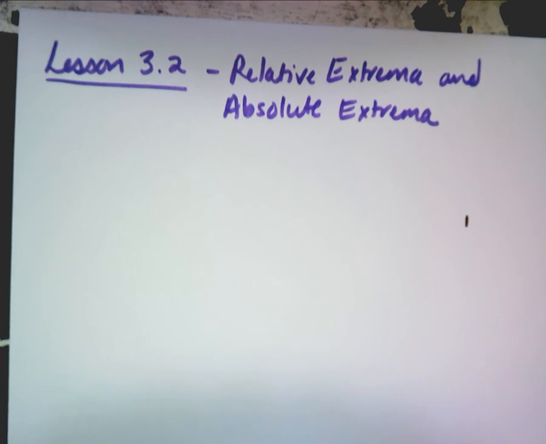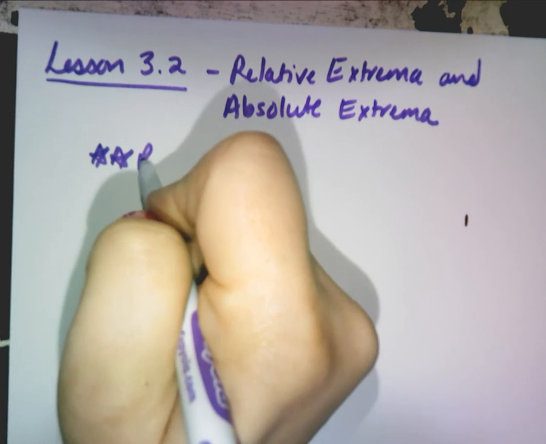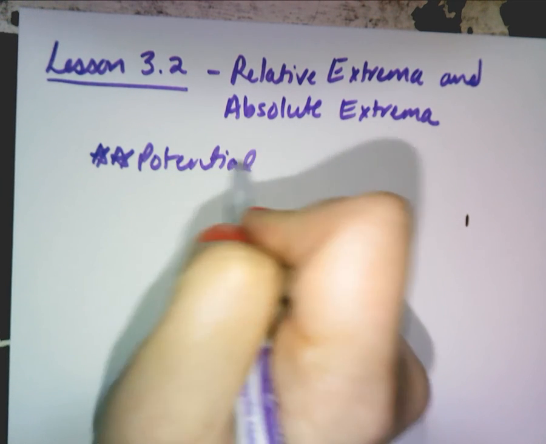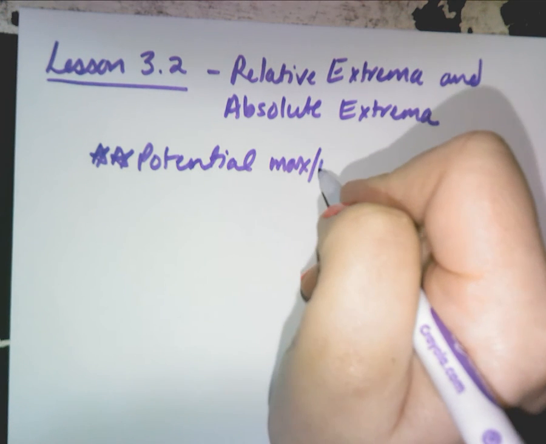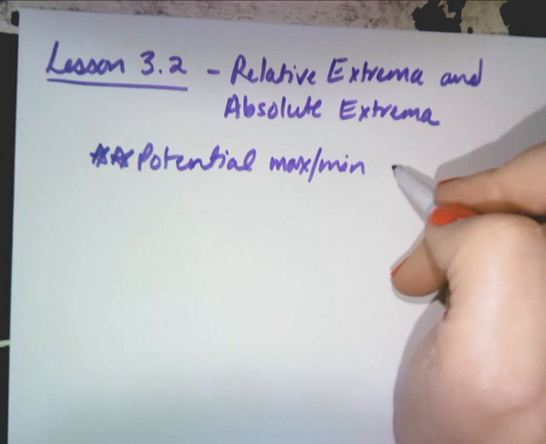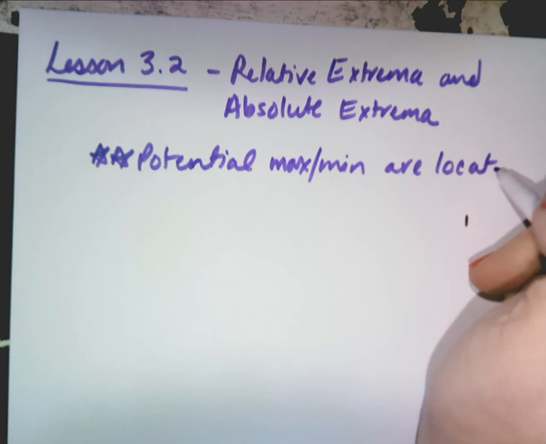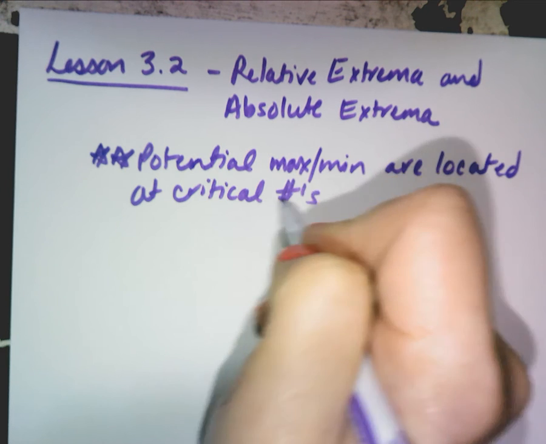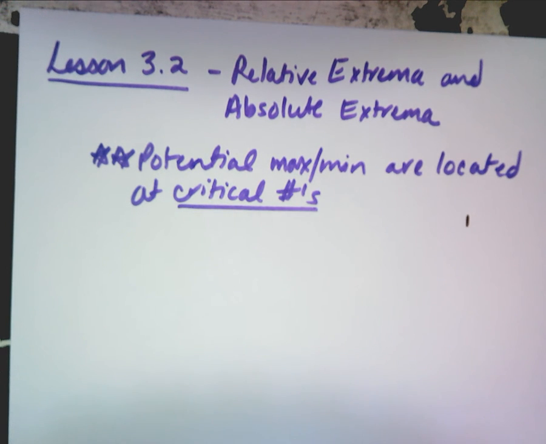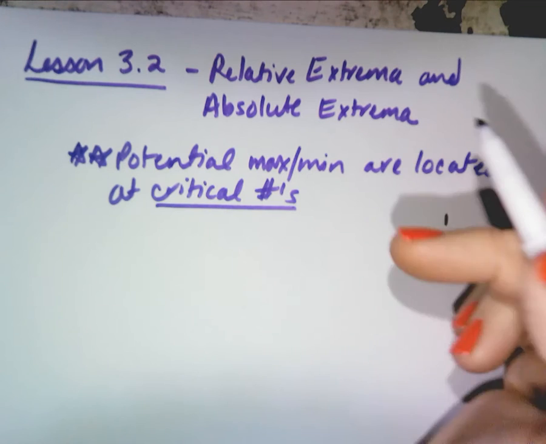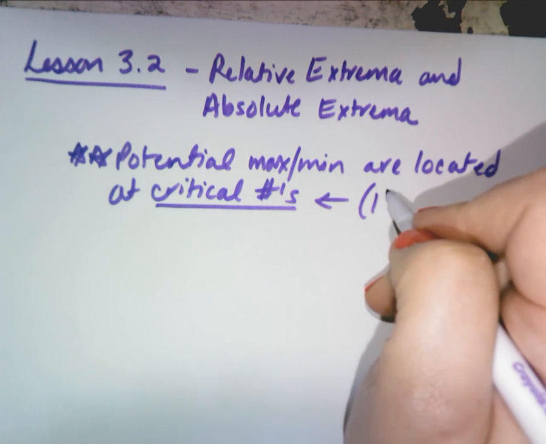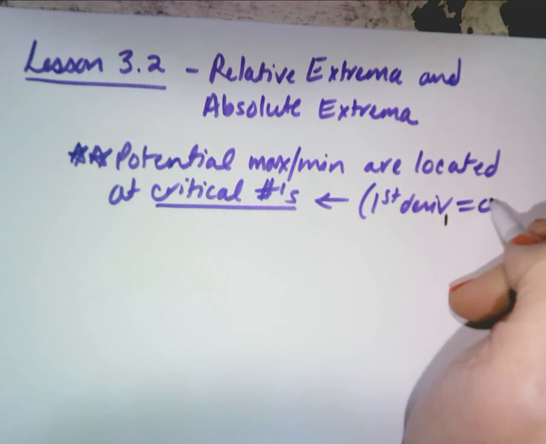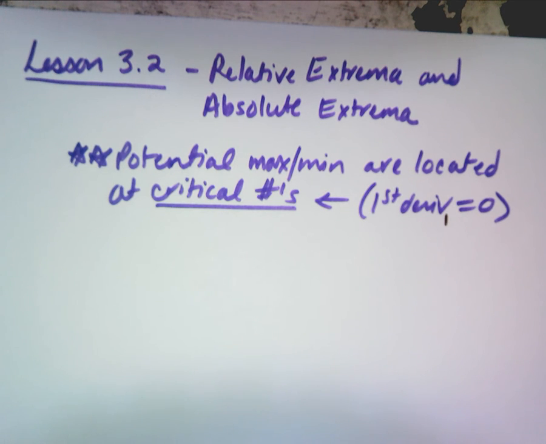So the first thing you need to be aware of is that any potential max and min, because again, you don't always have max and mins, but any potential max and mins are located at critical numbers. That's why we were finding those critical numbers. And how do we find those critical numbers? We take a derivative. Okay, that's our first derivative. We take a first derivative, we set it equal to 0. Those are critical numbers. But at those critical numbers are potential max and mins. Cool.